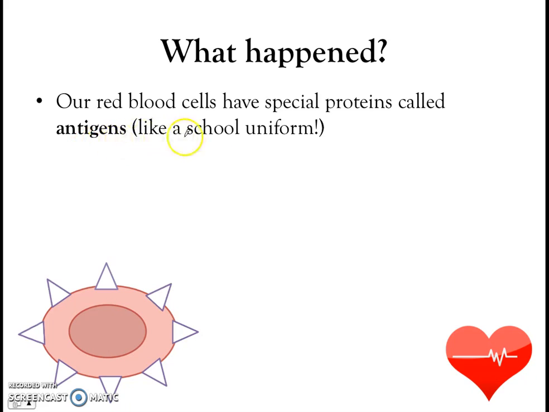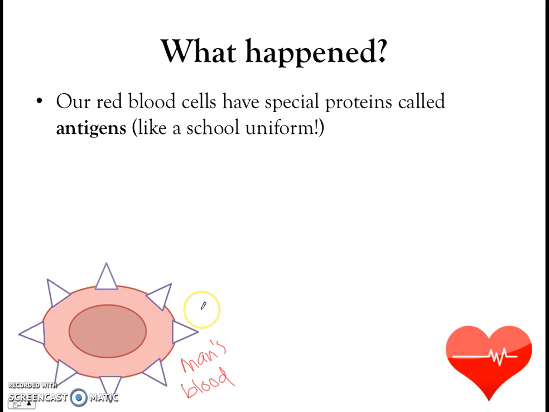Now, these antigens are a bit like a school uniform. So what do I mean? Imagine this is the man's blood. The man's red blood cells will have a certain kind of antigen to say that they belong to the man. So these antigens, the triangle-shaped ones, mean we belong to the man. They're like a school uniform. Like when you wear your school uniform, you say that I belong to Newtown Secondary School. So this red blood cell is wearing this set of antigens to say that I belong to the man.